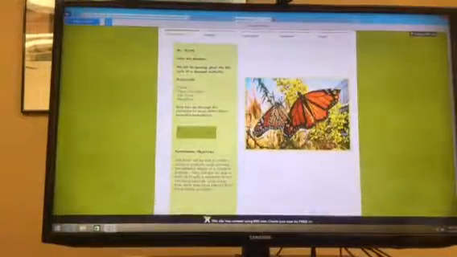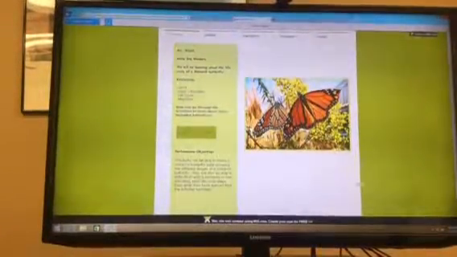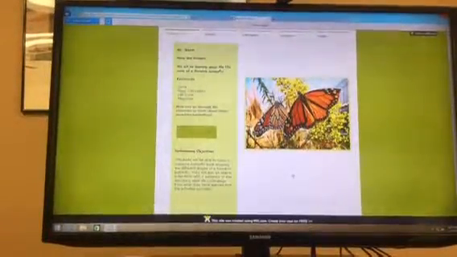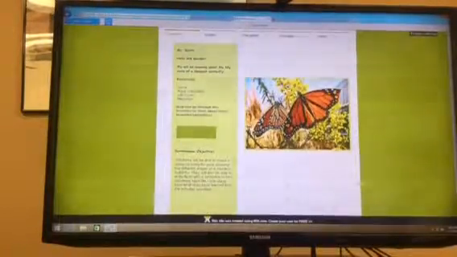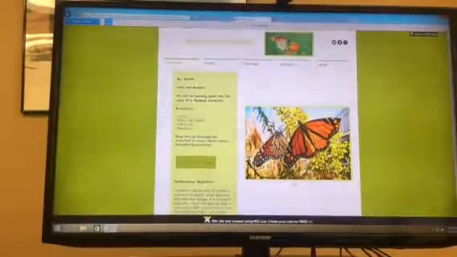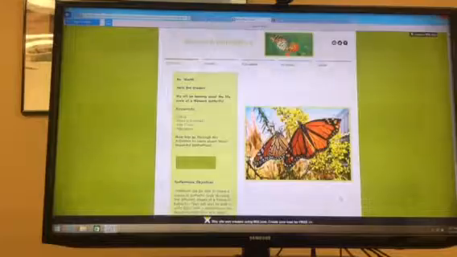So my overall goal was for them to be able to make a book over the life cycle, and I think my activities did a good job. So that's it.